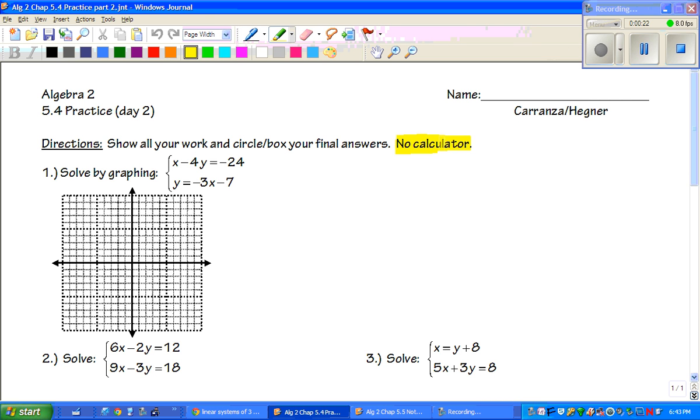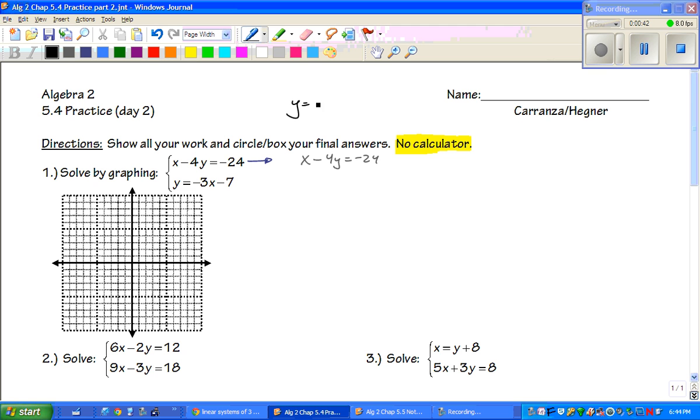Directions: show all your work and circle or box your final answer, and just remember that we are using no calculators here. So, solve by graphing. We have two equations. One is already in y equals mx plus b, so what we're going to do is take this other one and change it. We have x minus 4y equals negative 24.